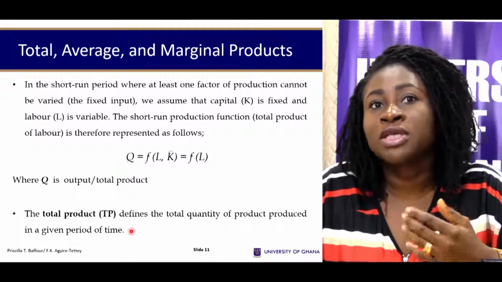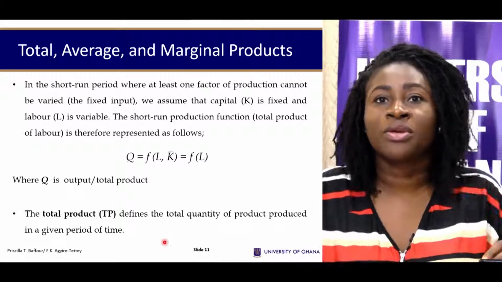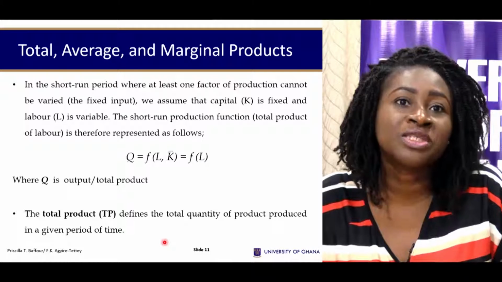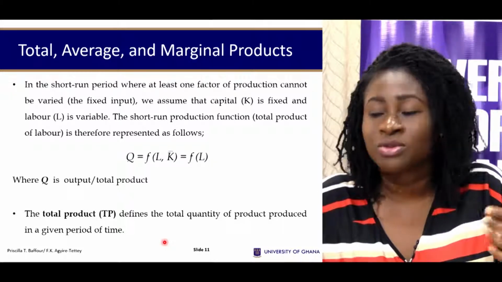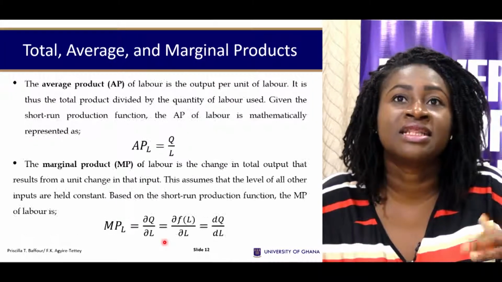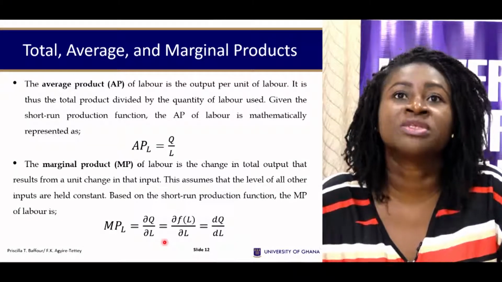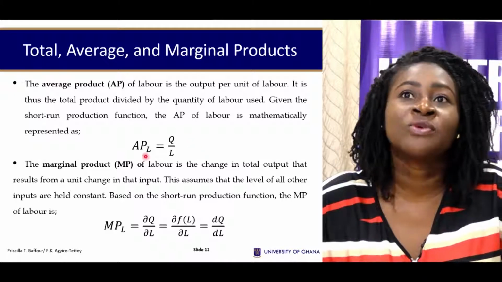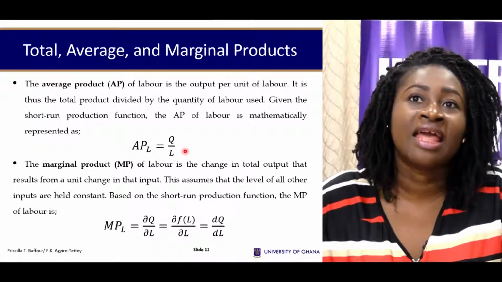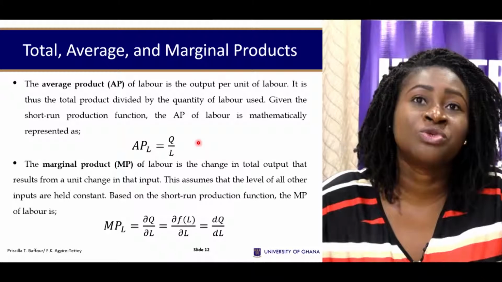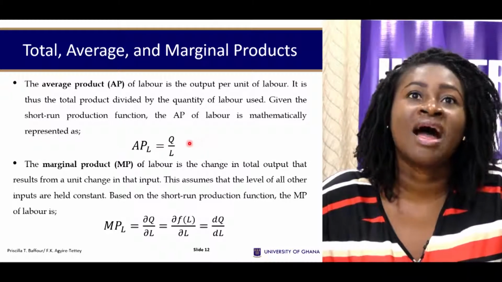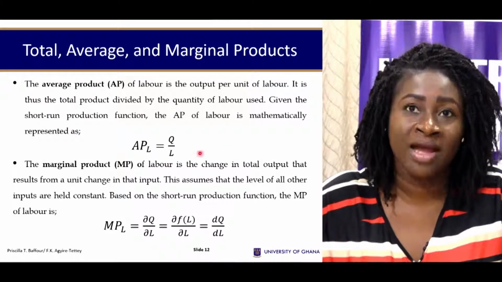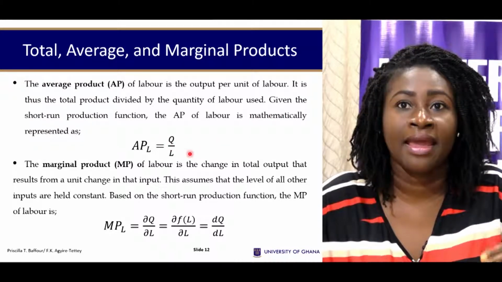In terms of total product, what is total product? It is defined as the total quantity of products produced in a given period, right? So just like your total utility, the total quantity produced. What then is the average? The average product will be the total divided by what? The quantity of labor that is used to produce it, right? So average product of labor is output per unit of worker, which is Q divided by L.